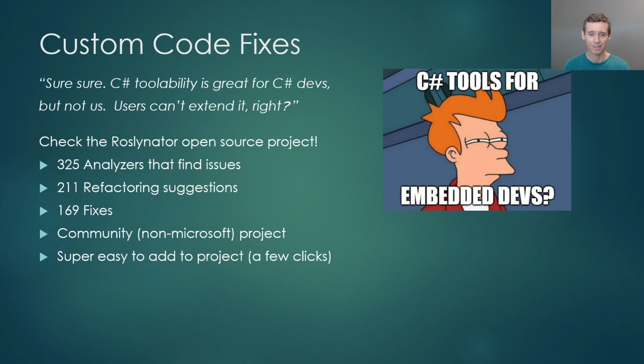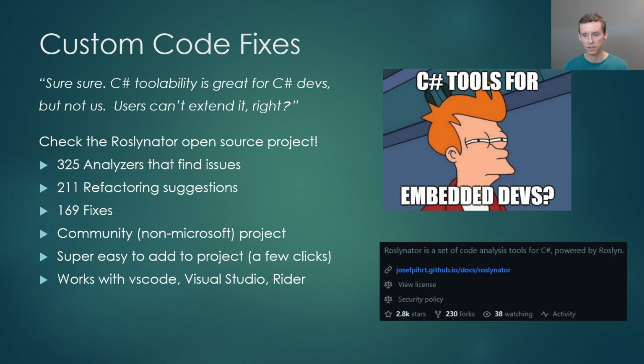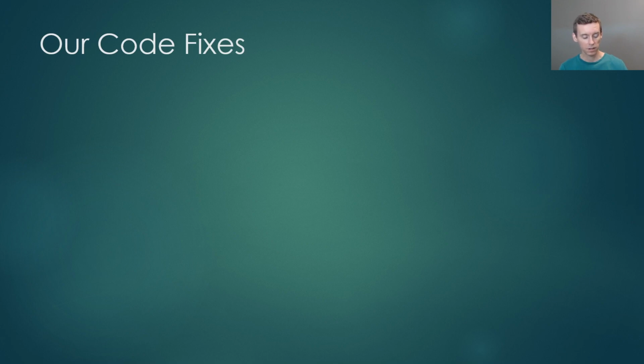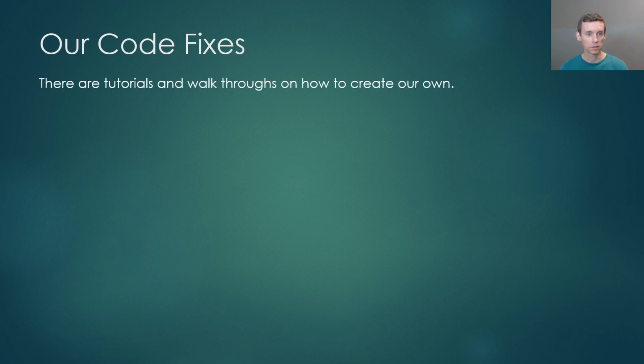It's super cool. And this isn't specific to the Roslynator project. It's just the C# analyzers and code fixes. They work cross-platform. They work with your VS Code IDE, with Visual Studio IDE, with the Rider IDE. It's not proprietary to one thing. So there's the project there if you're curious to check it out. It is really cool, and it gives me a lot of hope for our own code fixes.